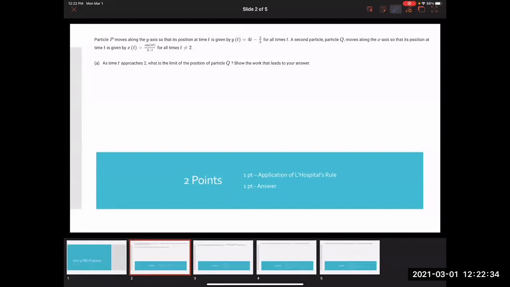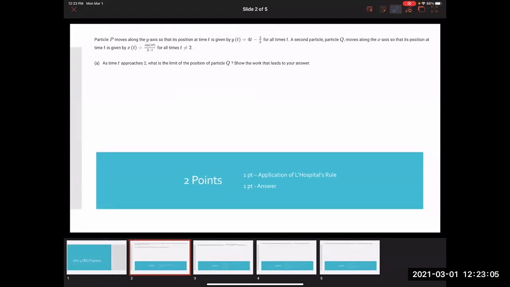All right. And so its position at time t is given by y of t equals 4t minus 2/3 for all times t. A second particle Q is moving along the x-axis. So instead of going due north from the origin, it's going along the x-axis from the origin. So you can imagine either the particles are moving toward each other or they are moving away from each other. And that's going to be really important as we solve for the last part of the question.